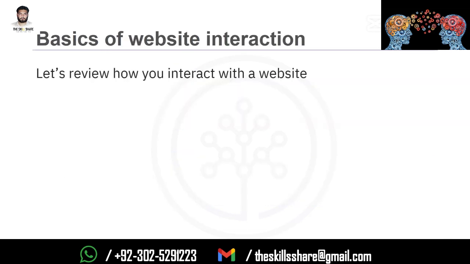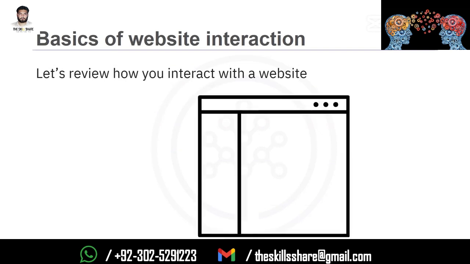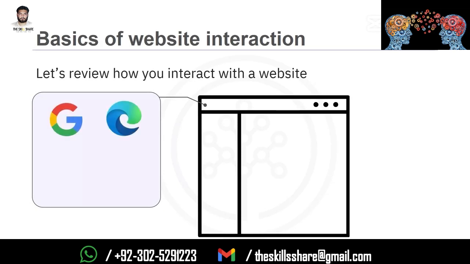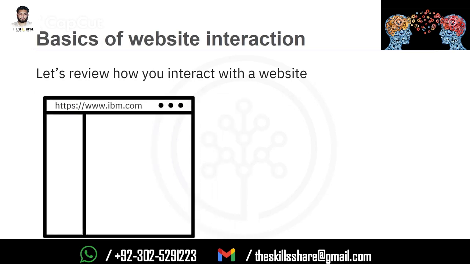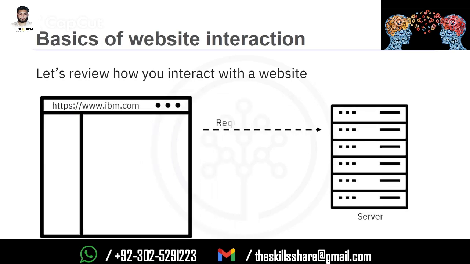Let's review the basics of how you interact with a website. You launch an internet browser. There are lots available. Google Chrome, Microsoft Edge, Mozilla Firefox, and Apple Safari are some of the most popular. The browser has an address bar into which you enter a URL, like www.ibm.com. The browser then contacts the server with the name and requests the information that makes up the website.